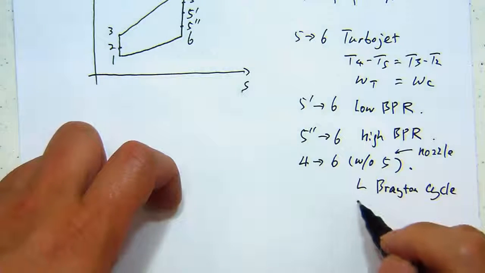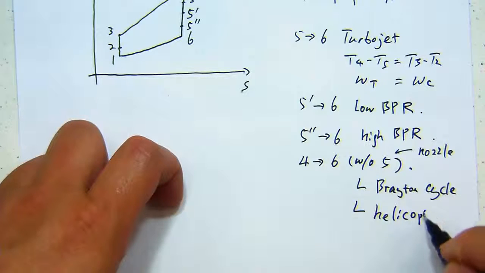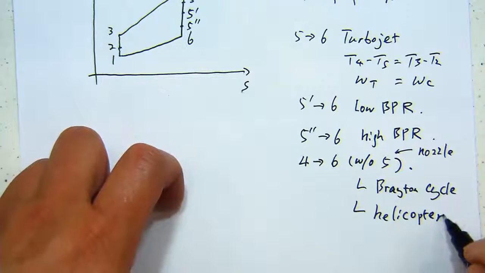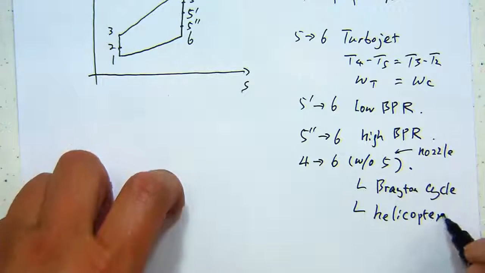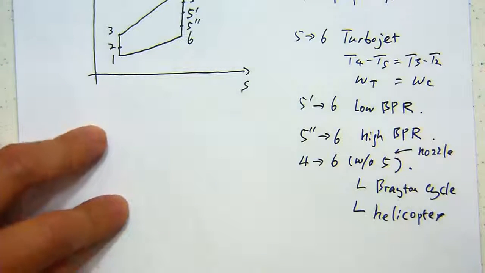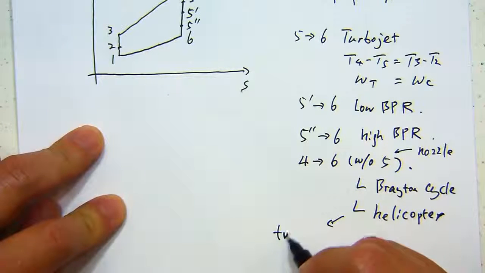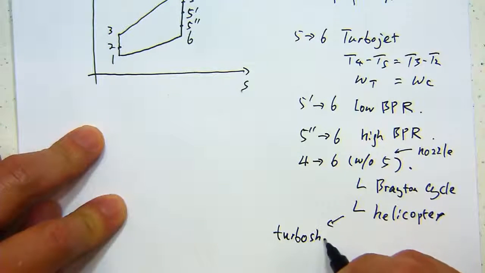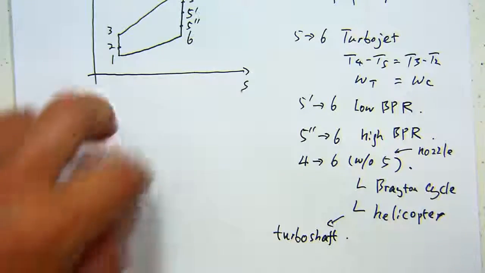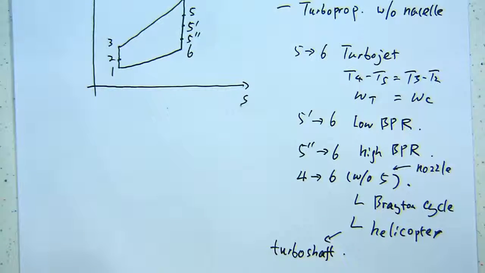So one application is the helicopter. The helicopter runs on a gas turbine, and the output is used to drive the blades, and that's in the form of pure shaft work. And the other one is actually called turboshaft. So that's another type: turbofan, turboprop, then the turboshaft.